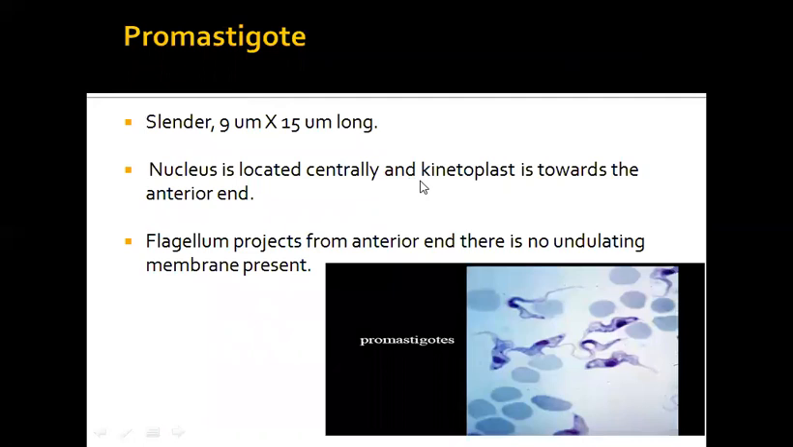Next, coming to the promastigote form. This is a slender form. It is 9 by 15 microns in size. The nucleus is located centrally and the kinetoplast is towards the anterior end. The flagellum projects from the anterior end and there is no undulating membrane present.